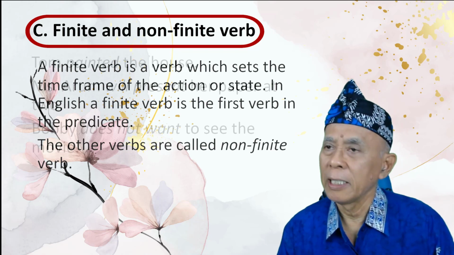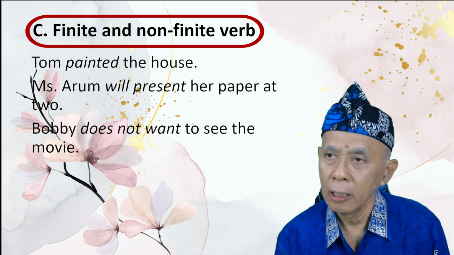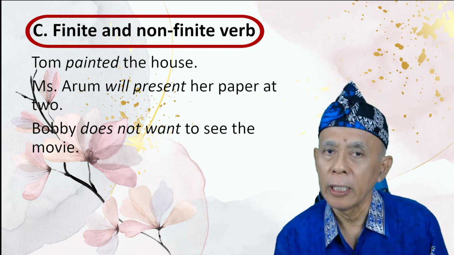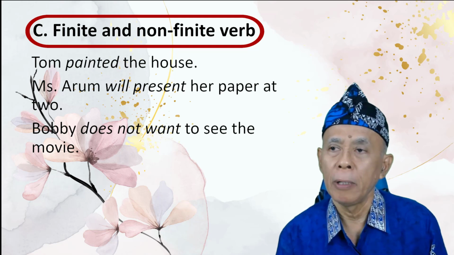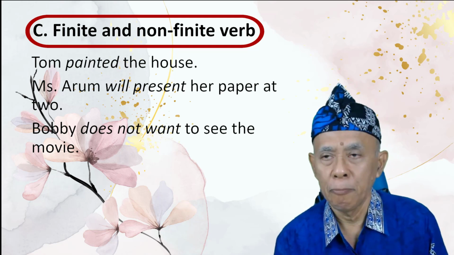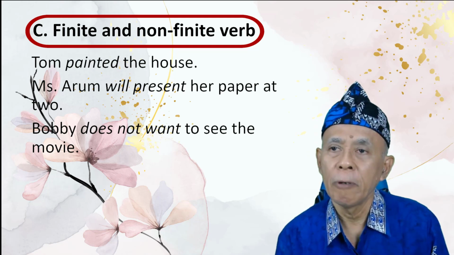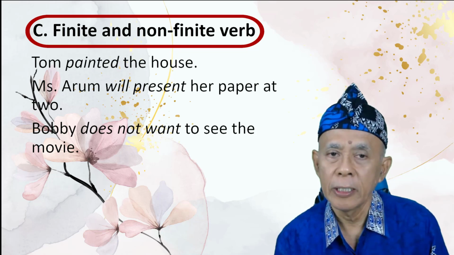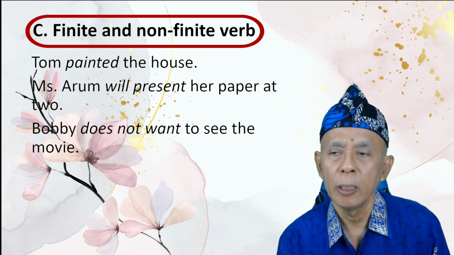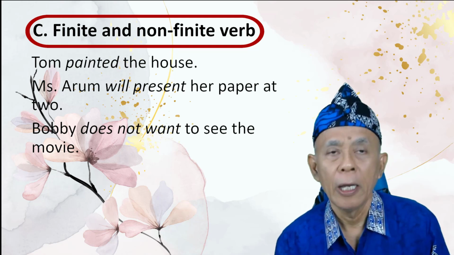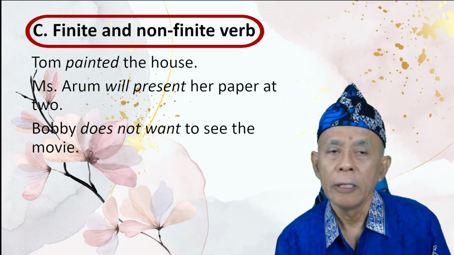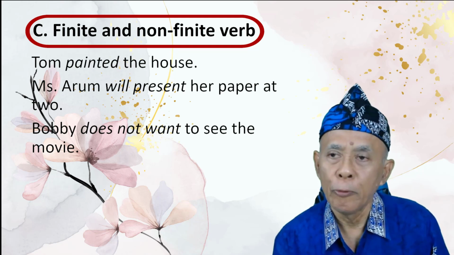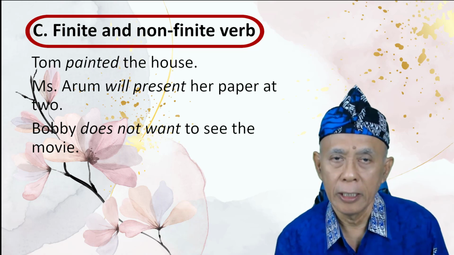Now let's see the examples again. Tom painted the house. Here we only have one verb, painted, and it keeps the time frame: the action was in the past. Mrs. Aram will present a paper at 2. Will here is a finite verb and present is a non-finite verb. The finite verb will here limits the time or sets a time frame. It's in the present. Bobby doesn't want to see the movie. Here we have does, the finite verb, and want, the non-finite verb. The verb does here sets a time frame. It's in the present. The state of not wanting to see the movie is in the present.